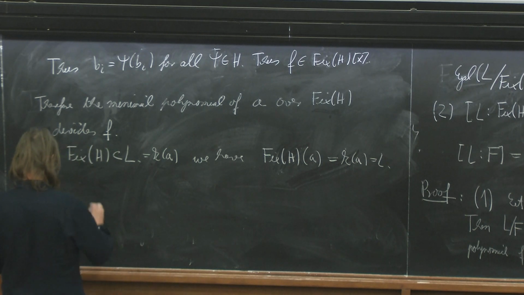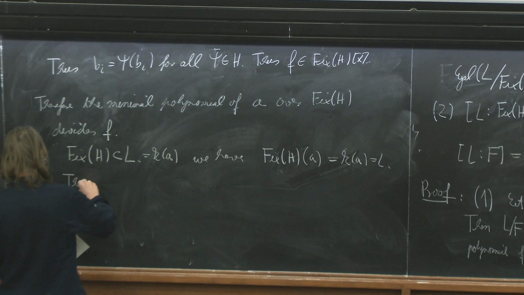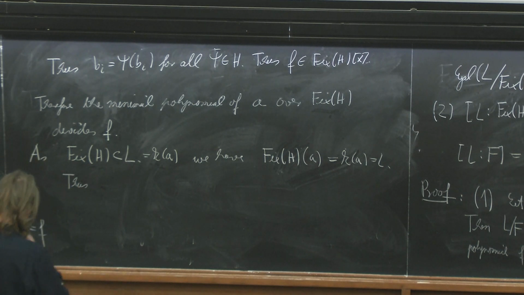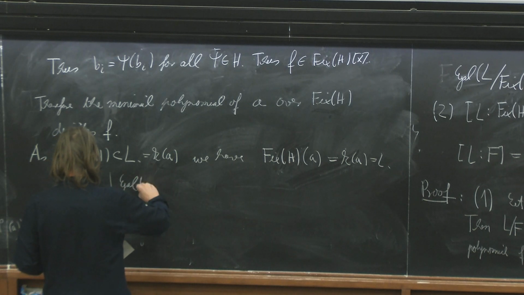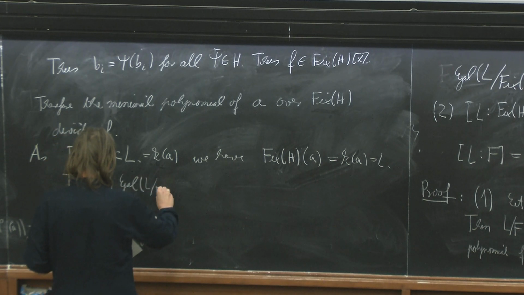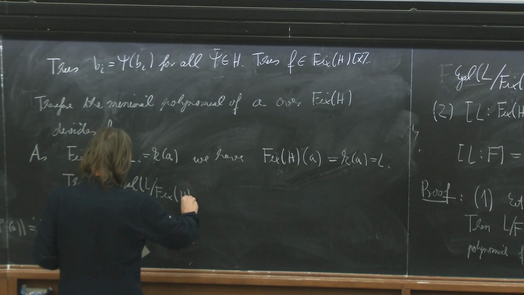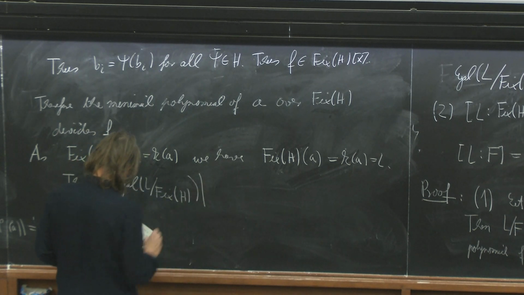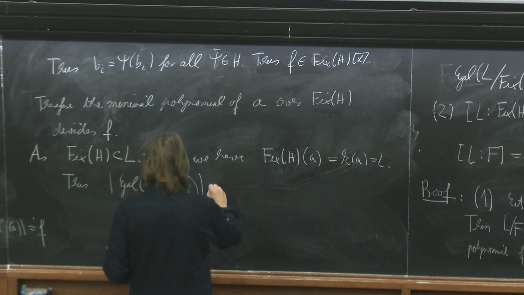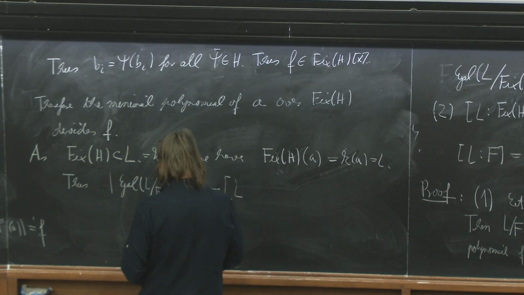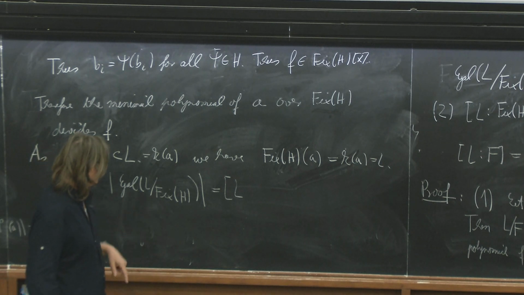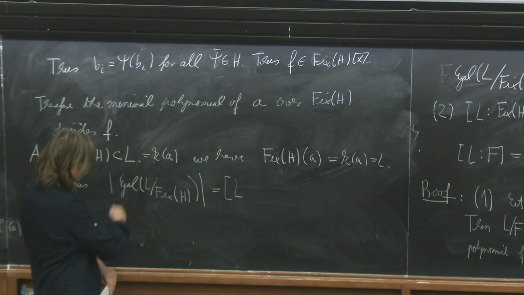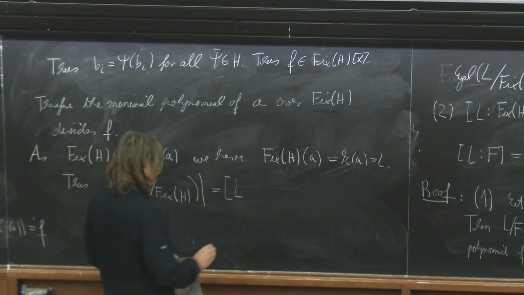And so, thus, you can look at how many elements there are in the Galois group. If I look at the number of elements in the Galois group of L over the fixed field of H, this is the same as the degree of the field extension, because this is a Galois extension, since it's an intermediate field.